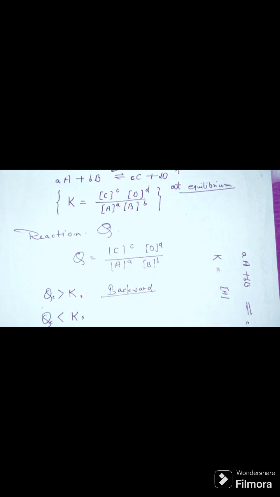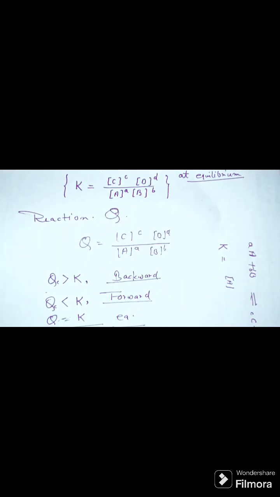If Qc is less than Kc, what is higher? The denominator is higher. That means the concentration of reactant is higher. In this way, the reaction goes in the forward direction. All right. And if they are equal, that means you are discussing the case of equilibrium. So in this way, we'll have questions to decide whether the reaction will go in the forward direction or backward direction.